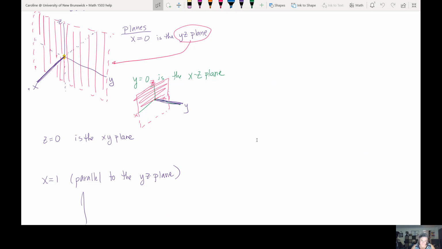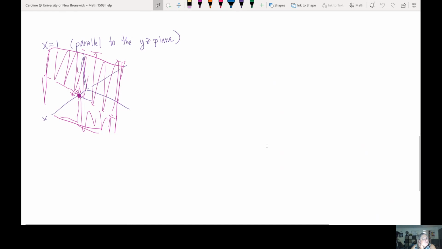So if here is x equals 1, then this plane goes through at the point x equals 1. Okay, and sort of hard to draw, but you might be able to get the picture that it doesn't go back here at all. Okay, it only goes through at x equals 1. Okay, so it's parallel to that plane.